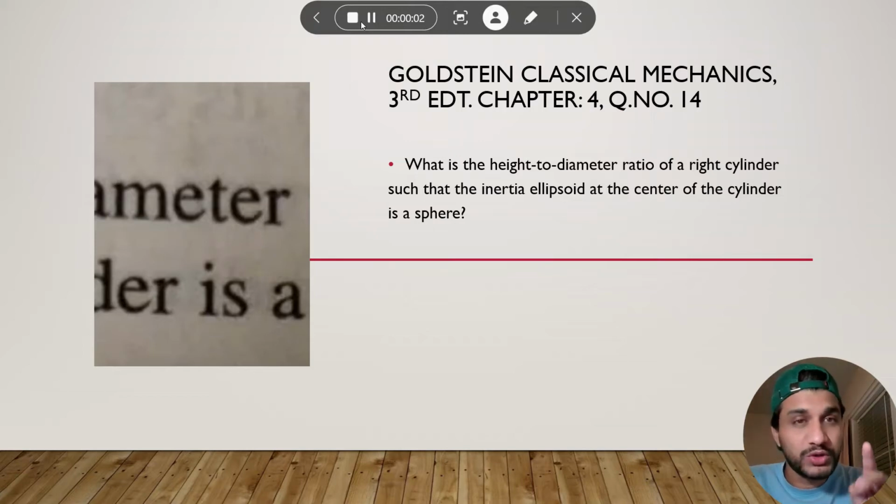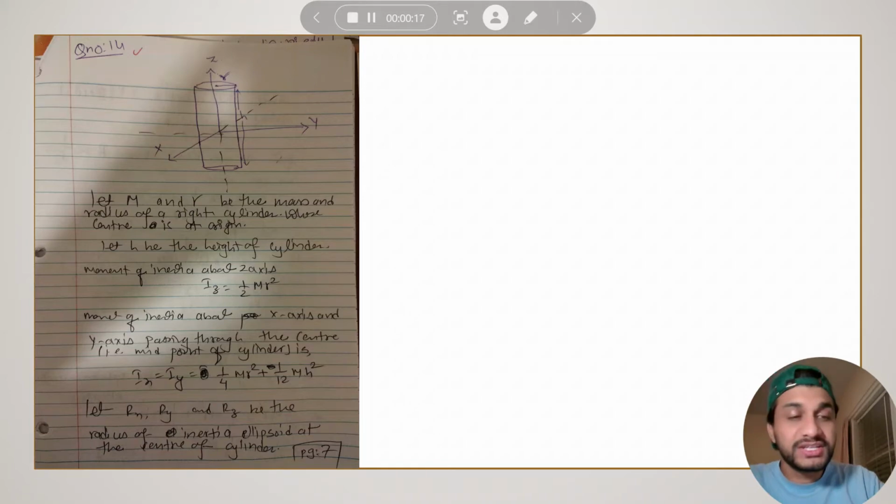Today I'm going to solve question number 14 of chapter 4 of Goldstein's Classical Mechanics. The question is, what is the height to diameter ratio of the right cylinder such that the inertia ellipsoid at the center of the cylinder is a sphere? Before entering the problem, you need to understand how to calculate inertia about different axes.